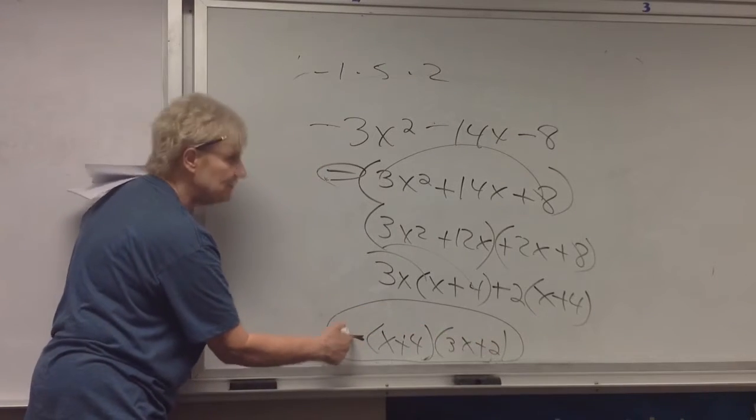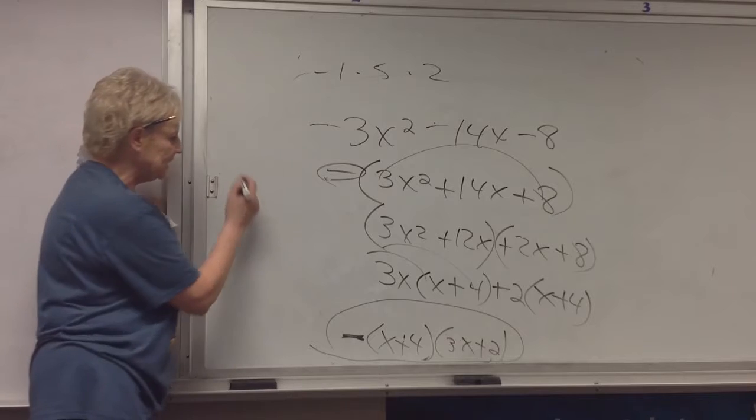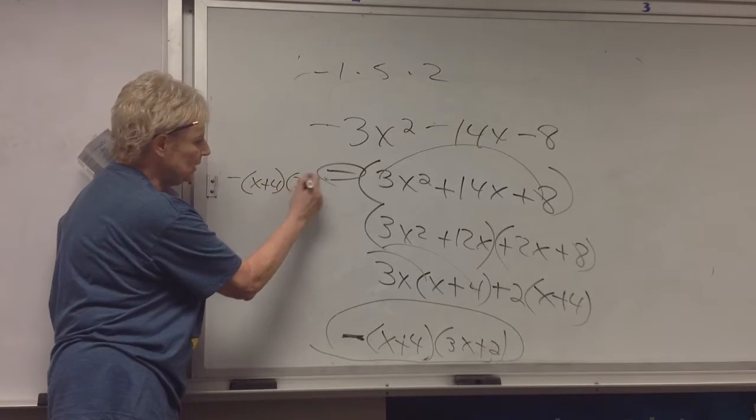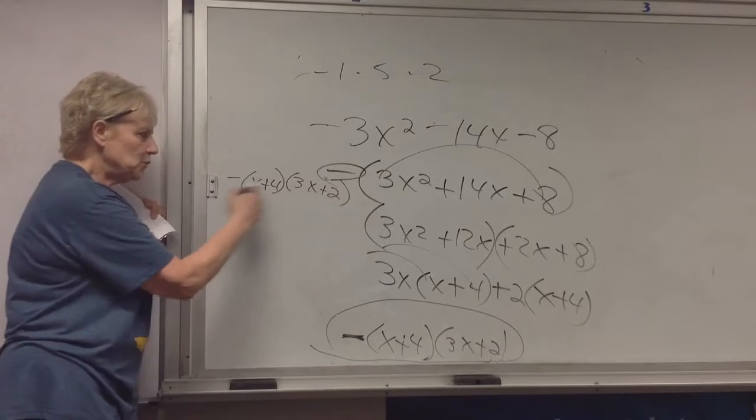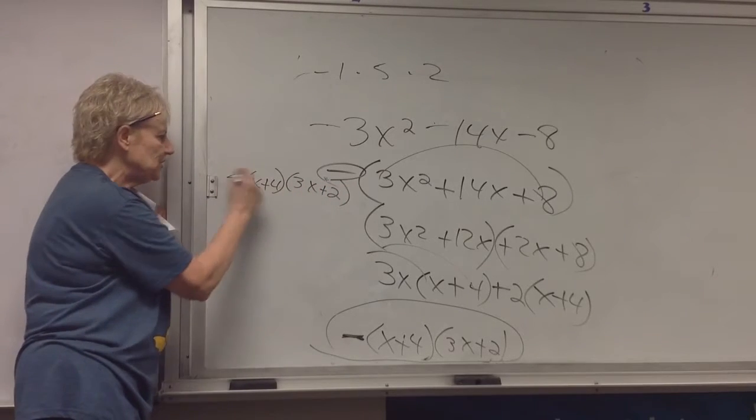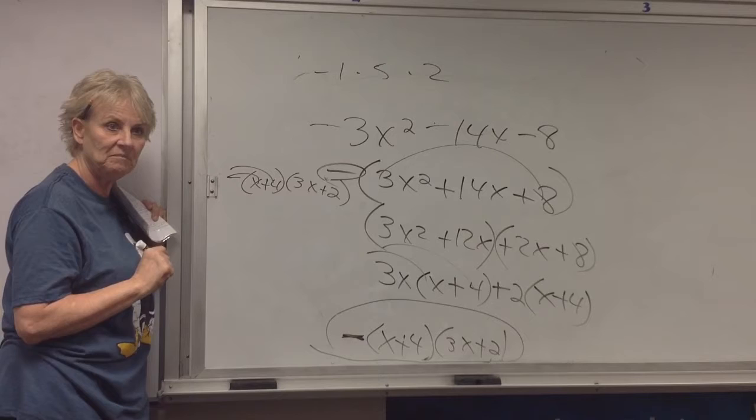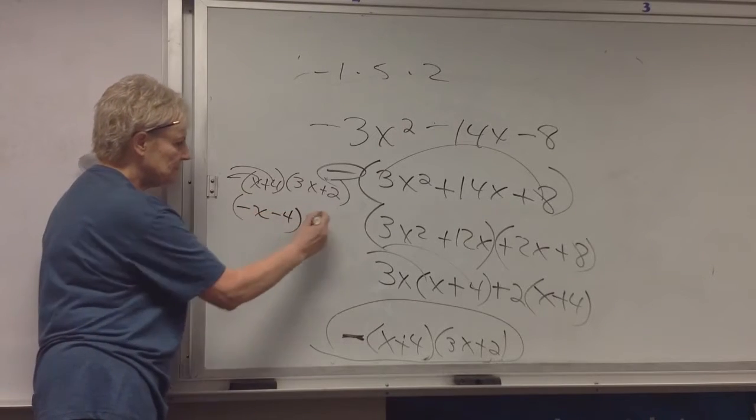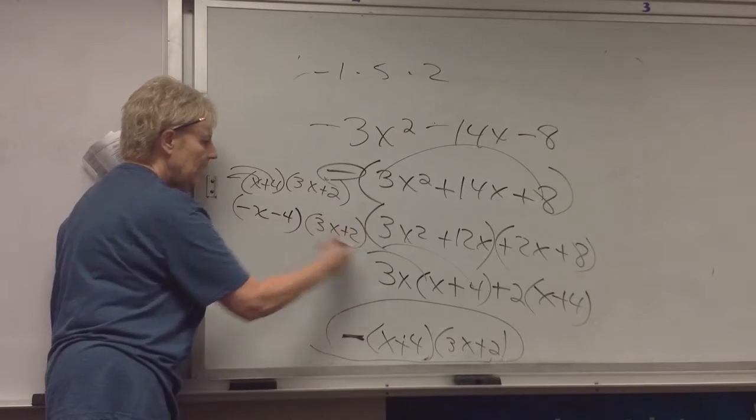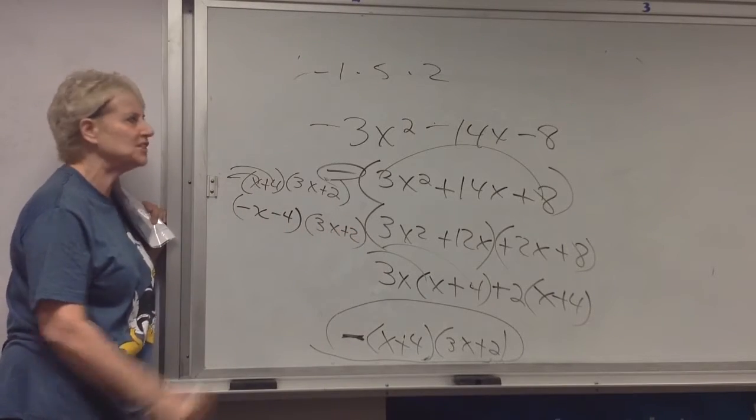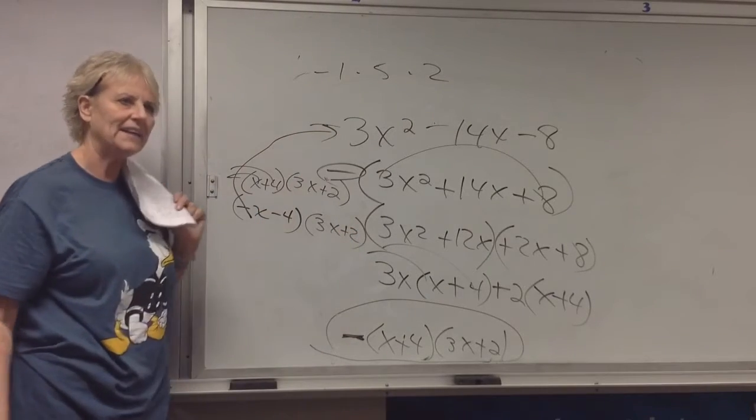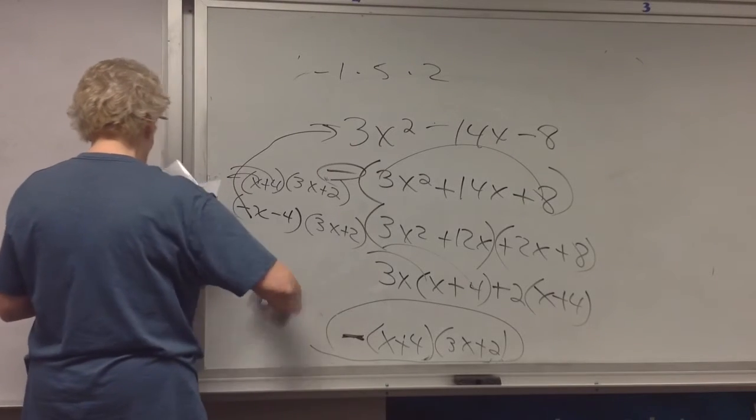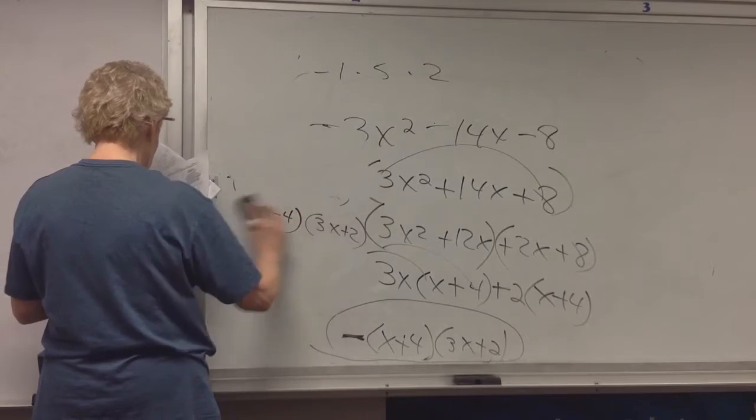When you have a negative out here and you have time on a test to check it, that's negative times x plus 4 and 3x plus 2. You decide which one you want to change, but you only change one of them. So that's negative x, negative 4, and then first, outer, inner, last. And you'll get the original back. Okay? That's how he messed up. Poor kid checked it and still missed it. I hate that.